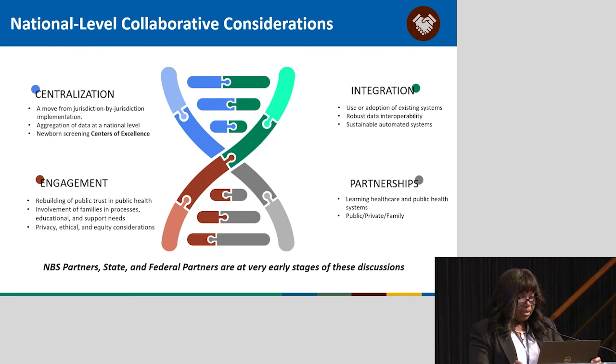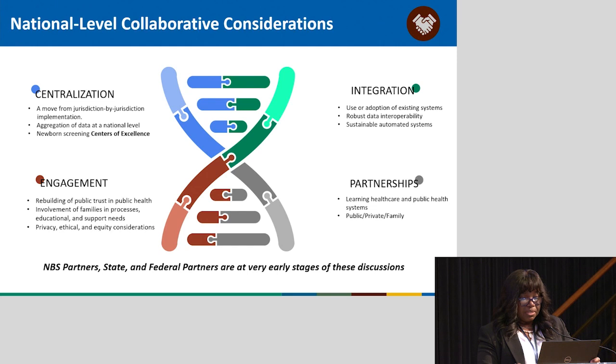Finally, as we look at the implementation of newborn sequencing, we do need some national level collaboration in 4 areas. The first is that of centralization, particularly around implementation of this type of technology, as well as aggregation of data across newborn screening programs. There have been several conversations thus far on the idea of centralization and collaboration, and one emerging concept is the potential for the creation of a newborn screening center of excellence.